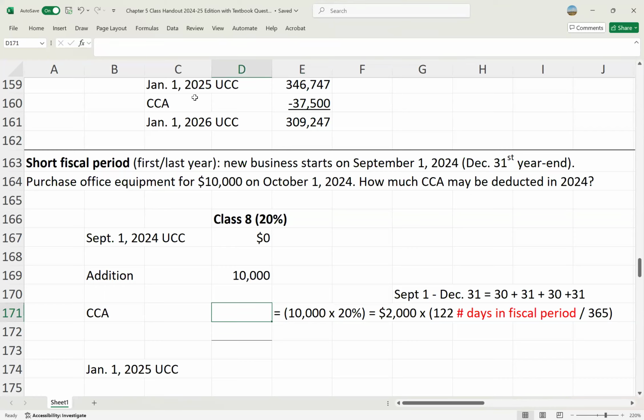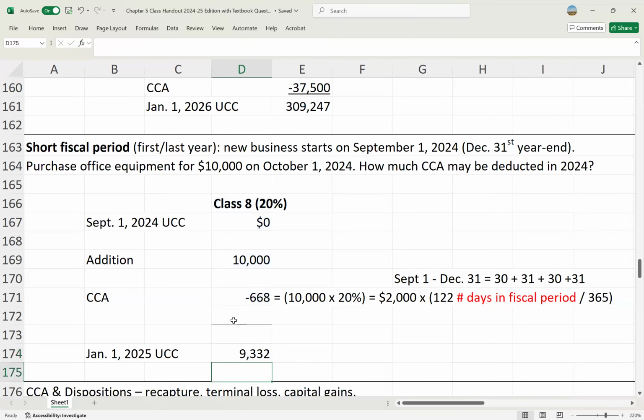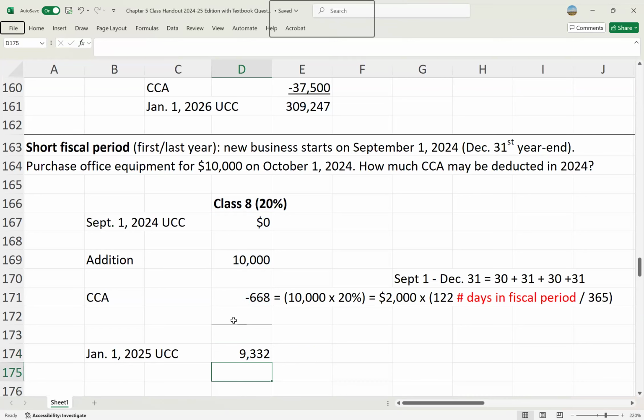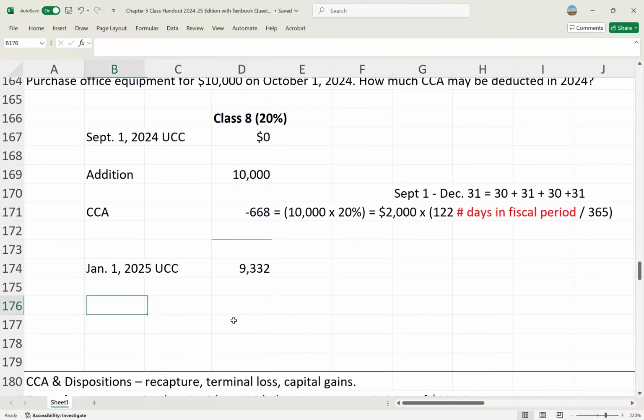So if we work through that calculation, 2,000 would have been the CCA we normally could take, but because we have a short fiscal year, we've got to multiply that by 122 days divided by 365. So the CCA we get to deduct will be $668. And so then the balance going into next year will be 9,332. And once again, CCA is a discretionary deduction. I just want to sort of show you then what would happen in the following year.